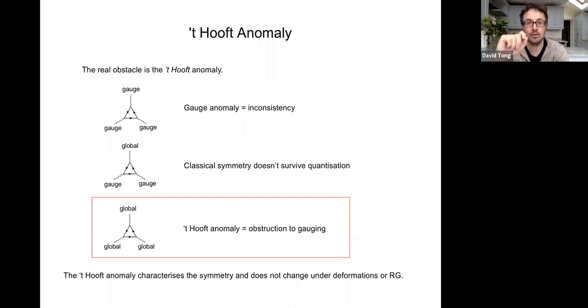So it's a very powerful constraint on the properties of theories which have certain symmetries. And I think a more modern perspective is that the Hooft anomaly allows us to classify quantum field theories. Quantum field theories are first classified, say, by their dimension, and then by the symmetries that they have. And then a finer classification is that each symmetry comes associated with a number, which is the Hooft anomaly for that symmetry. And it doesn't change within the class of quantum field theories that you're studying.